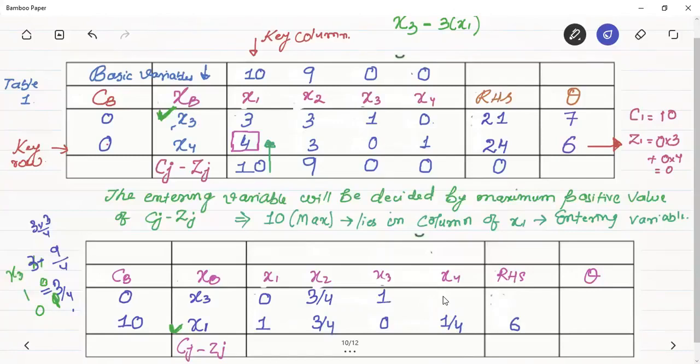0 minus 3 by 4. 1/4 multiplied by 3 is 3/4, then this 0 minus 3/4 will become minus 3/4. And similarly, for the RHS it will be the same. If we multiply this by 3, that will be 18. 21 minus 18 will become what? Okay, 6 into 3 is 18, then previous 21 minus this 18, that will be 3. Okay, 21 minus 18 will be 3.